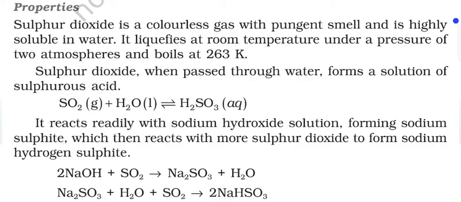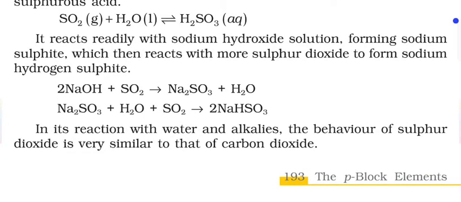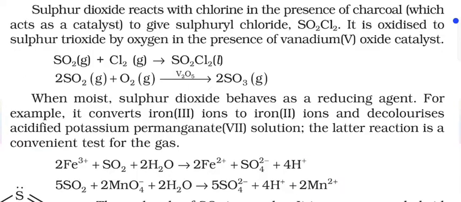It reacts readily with sodium hydroxide solution forming sodium sulfite, which then reacts with more sulfur dioxide to form sodium hydrogen sulfite. So NaOH with SO2 produces Na2SO3, and Na2SO3 with more SO2 produces NaHSO3. In its reaction with water and alkalis, the behavior of sulfur dioxide is very similar to that of carbon dioxide. Sulfur dioxide reacts with chlorine in presence of charcoal to give sulfuryl chloride, SO2Cl2.